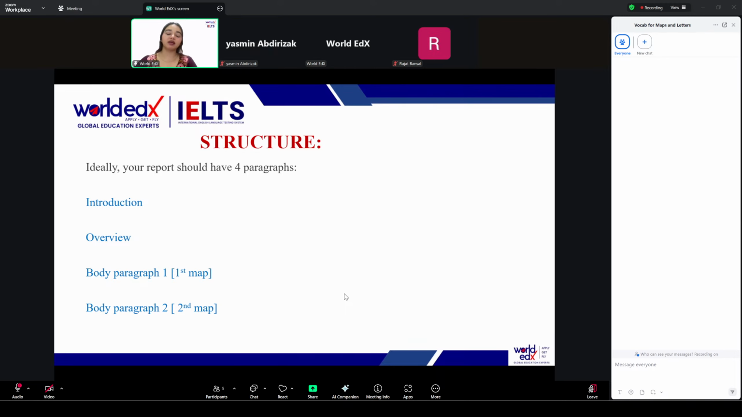Introduction is nothing but a paraphrasing of whatever the question is. Then you need to write an overview. Overview is basically your conclusion, but in report writing we call it overview, where you explain the key features or key notes that you can see in the map. And then you need to explain the map in 2 body paragraphs. So you can talk about pre and post.